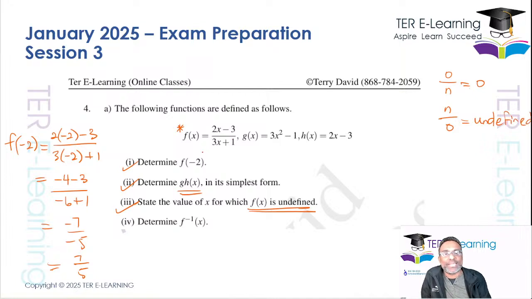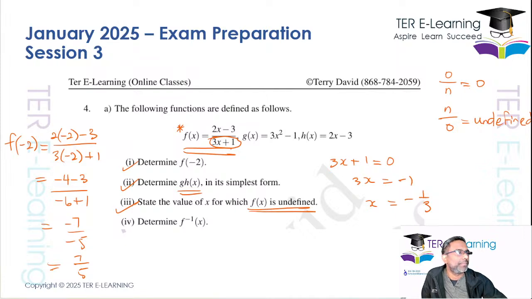So in the case of this function f here, there is a value of x for which the function is undefined. All you need to do is put the denominator, that 3x plus 1, equal to 0 and solve for x. That's all you're doing. So 3x plus 1 is equal to 0. 3x is equal to minus 1. And therefore x is equal to negative 1 over 3. So that is my value of x for which the function is undefined.